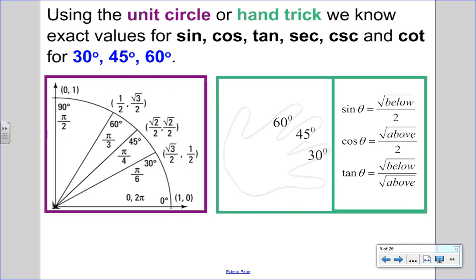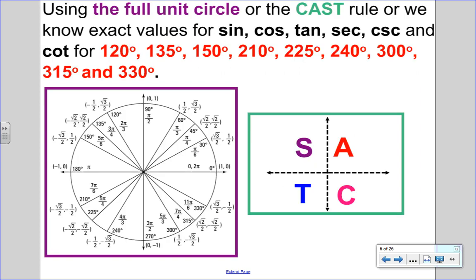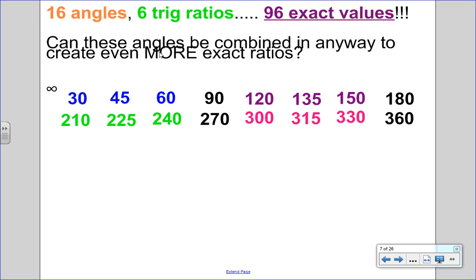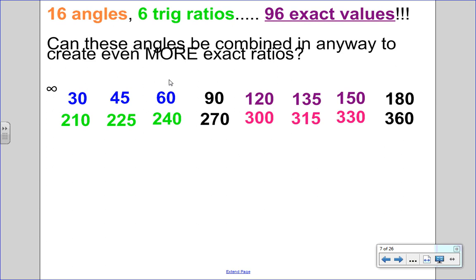Okay, so if I use the unit circle in quadrant number 1, or that hand trick for values of sine, cosine, tangent, secant, cosecant, and cotangent, I have 6 ratios for those 3 different angles. Expanding that to a full unit circle and the CAST rule, we know 6 exact values for all of those different angles. So those are all going to come into play. At this moment, we have 16 different angles and 6 trig ratios, which means I have 96 exact values. But I can actually combine these angles together to create even more exact values.